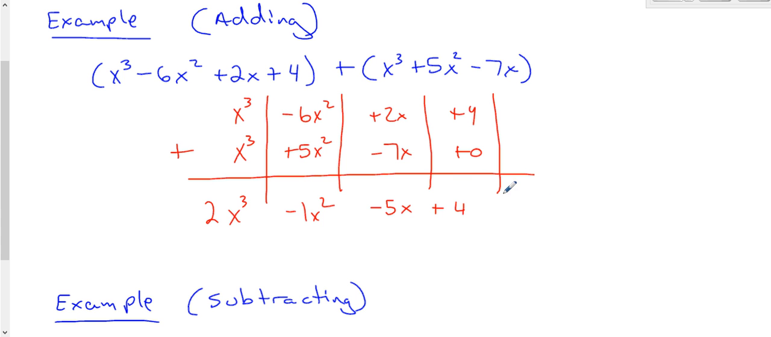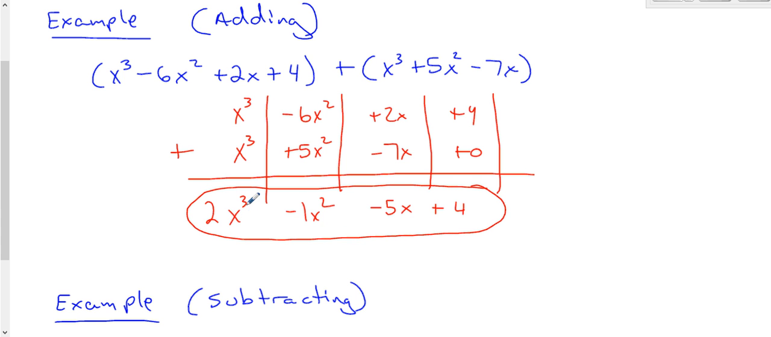So right here, you can see my answer of 2x to the third minus 1x squared. You don't need the 1 there. Minus 5x plus 4. Okay?